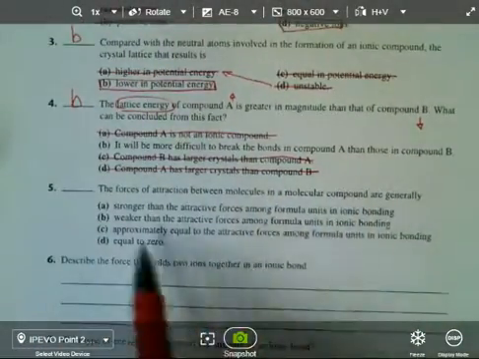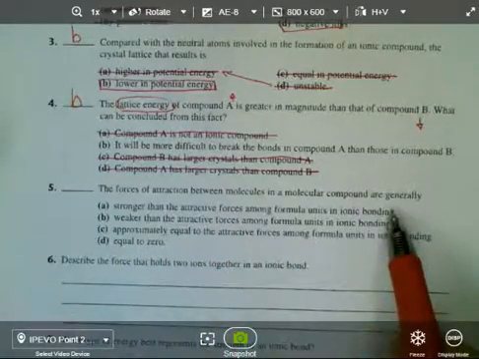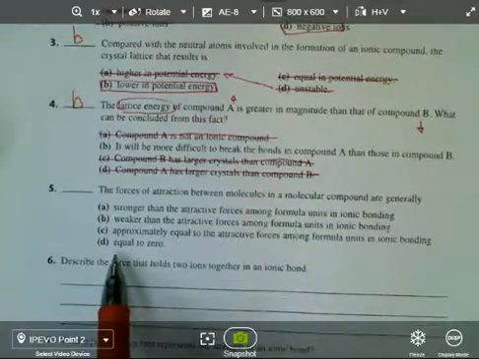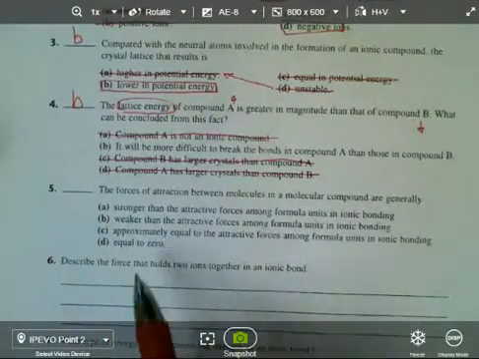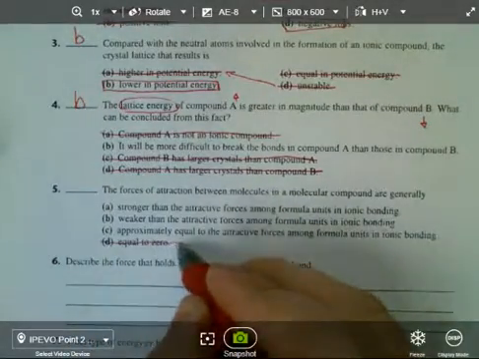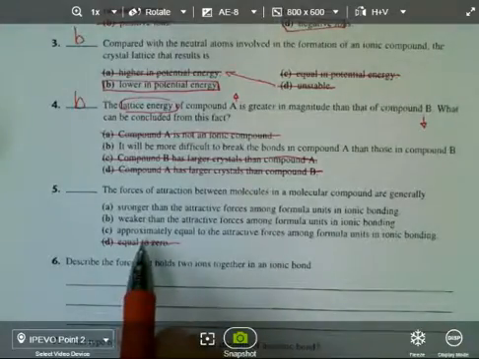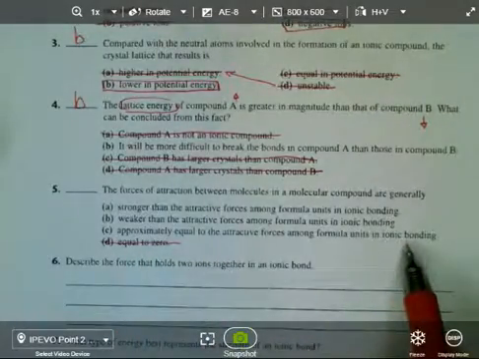Number 5, the forces of attraction between molecules in a molecular compound are generally equal to 0. Forces of attraction equal to 0, then there'd be no reason to bond. Okay, so that's kind of outlandish. I'm not going to go with that one. Approximately equal to the attractive forces among formula units in ionic bonding.